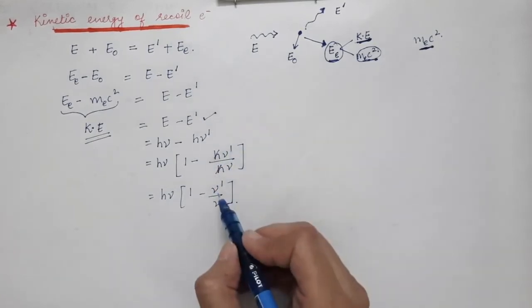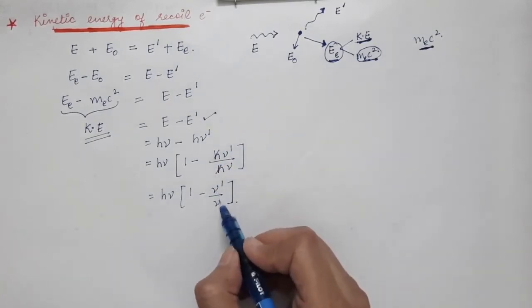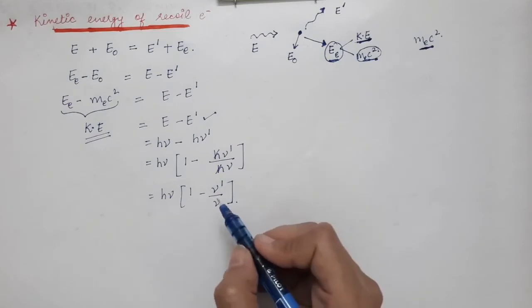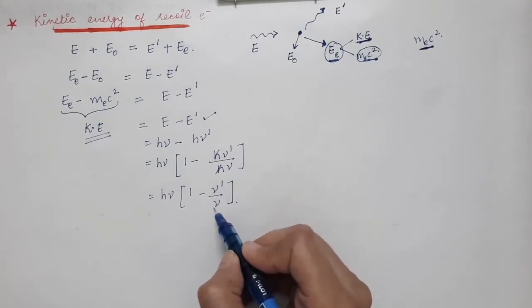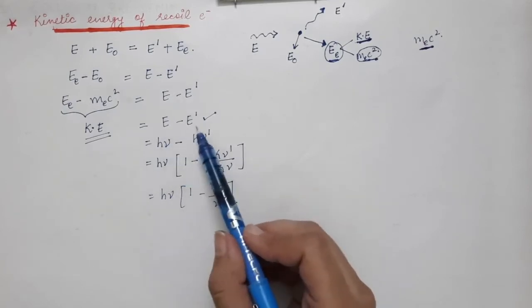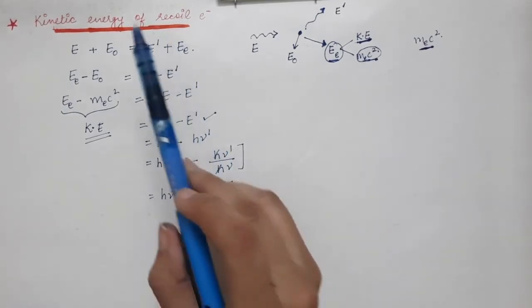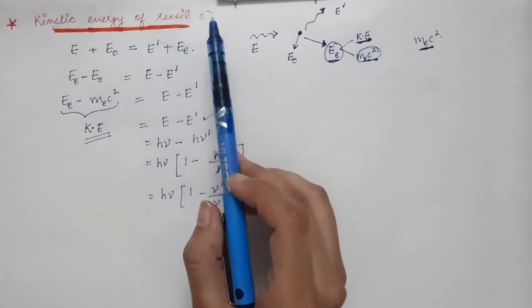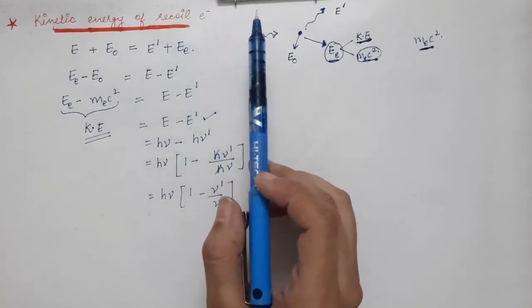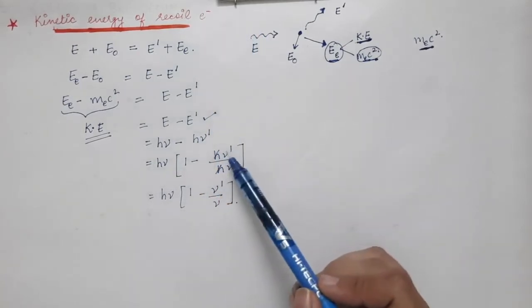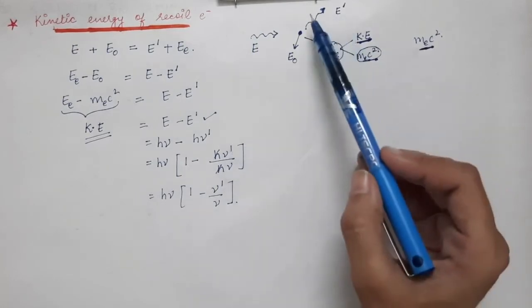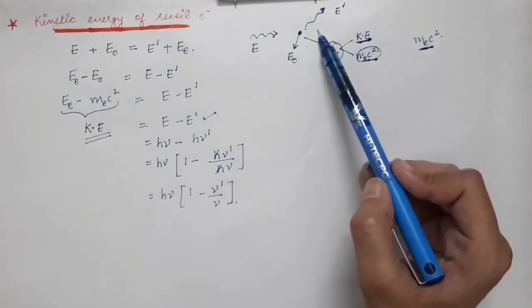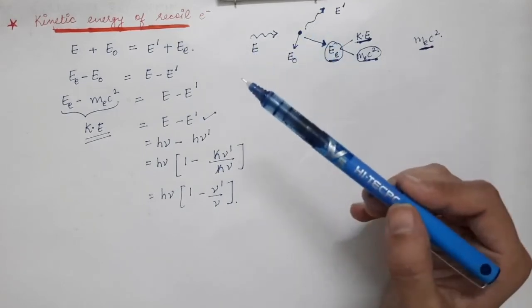But over here we have the expression of nu prime by nu. So if in a numerical you are given nu prime and you know the value of nu, in that case you can directly use this formula to find the kinetic energy of the recoil electron. But in most of the numericals, you are not given the frequency of the scattered photon, but you are given the angle theta. So how do we find kinetic energy in that case?